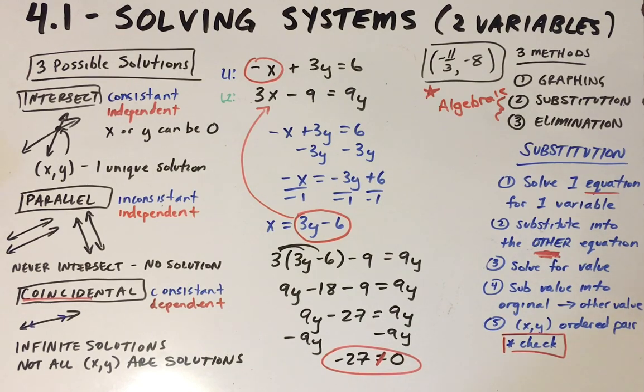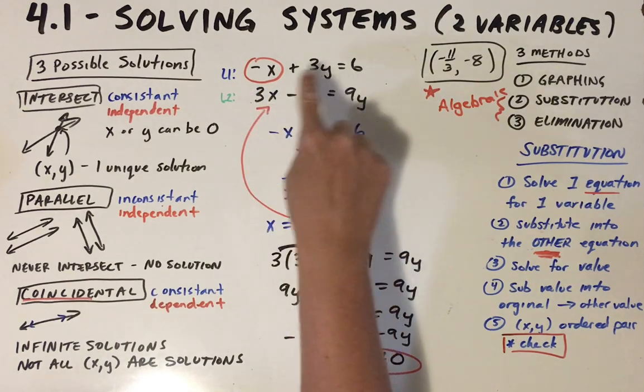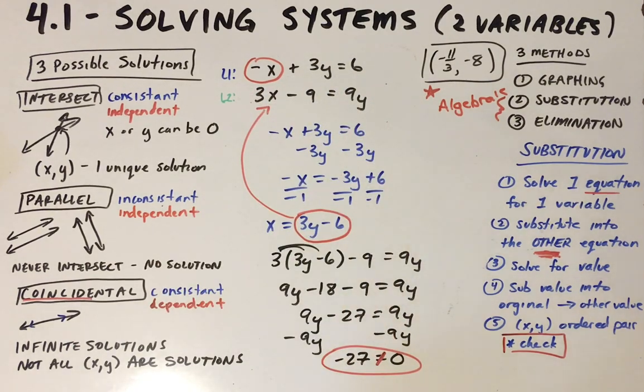Well, what the heck? Where did the variables go? When the variables disappear and you have a false statement, then these lines will never intersect. The reason is that if we were to put these in slope-intercept form, you could see that they're parallel.